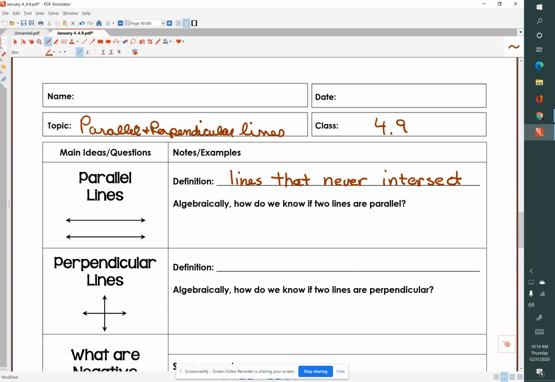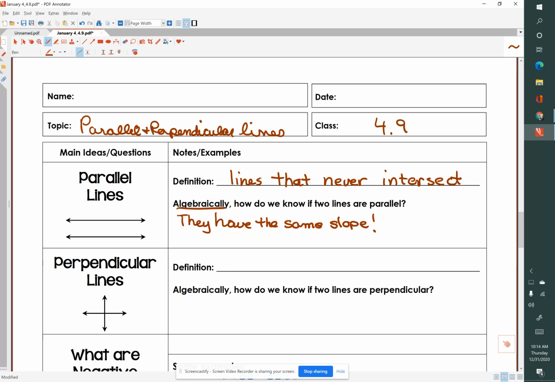Now, what do we know about parallel lines? Well, parallel lines have the same slope. And that's the algebraic definition. They have the same slope.